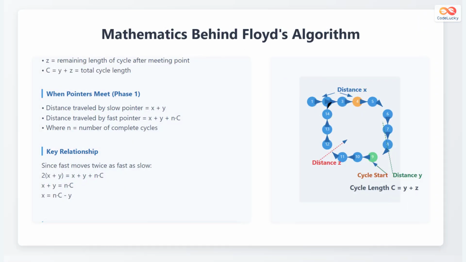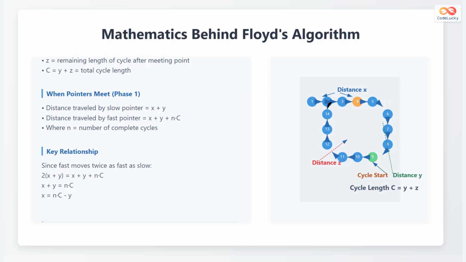Let's delve into the math behind why Floyd's algorithm works. Suppose x is the distance from the head of the list to the start of the cycle, y is the distance from the cycle's start to the meeting point of the slow and fast pointers, and z is the remaining distance to complete the cycle back to the start. The total cycle length c is thus y plus z.